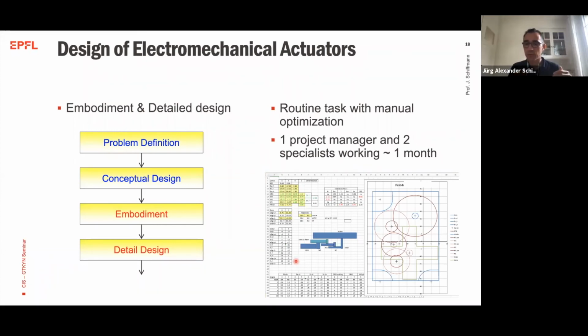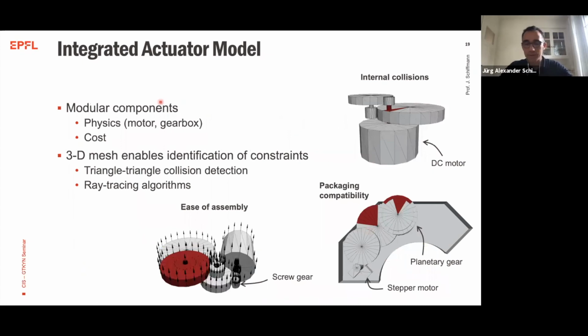So this company came to us and asked, can you help us speed up that process? Again, this is a repetitive and very tedious piece of work. Also, the engineers agree on this. Now, Cyril, the PhD student, has made an integrated actuator model that captures the key physical phenomena of the electric motor, of the gearbox, of the gear pairs, and is also able to predict the cost of these actuators. In addition to that, and this was a little bit of a challenging part, we wanted to be able to identify the ease of assembly, internal collisions between shafts and gears, but also collisions with a bounding box of your actuator.